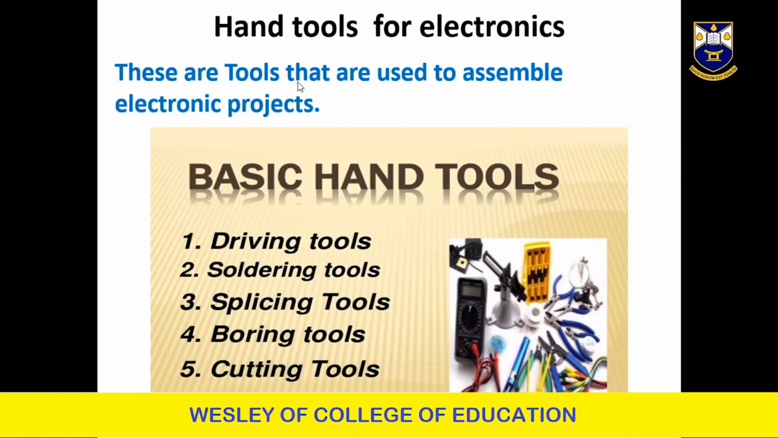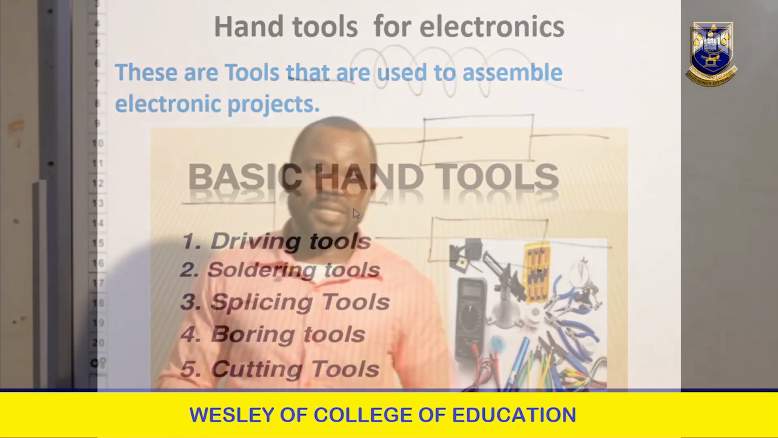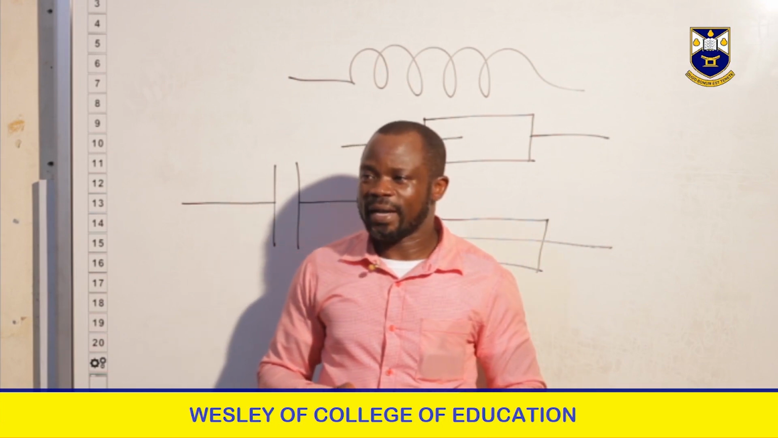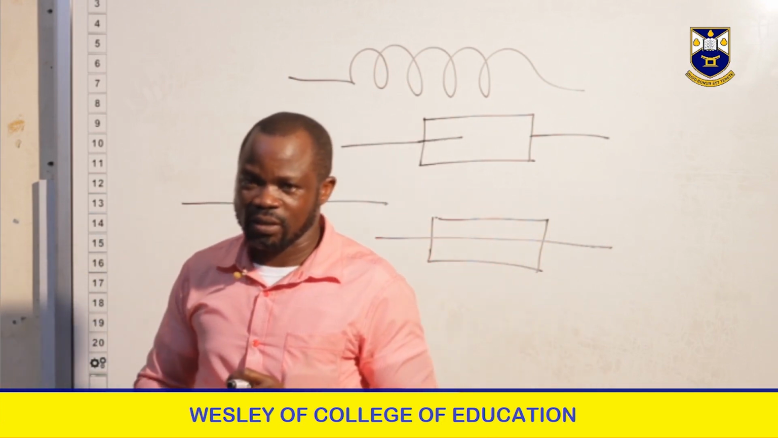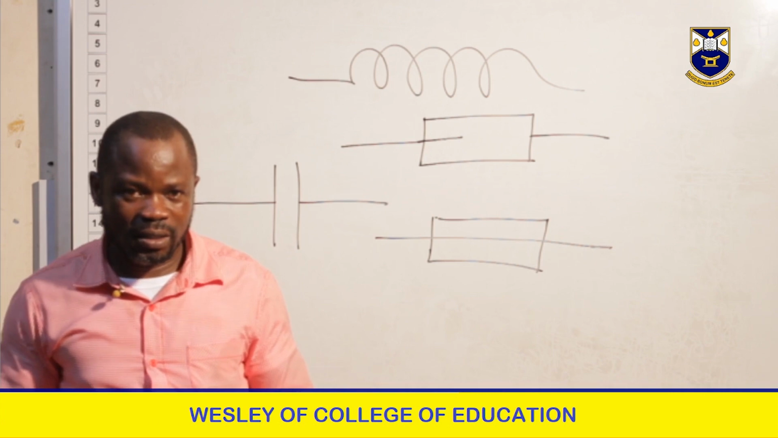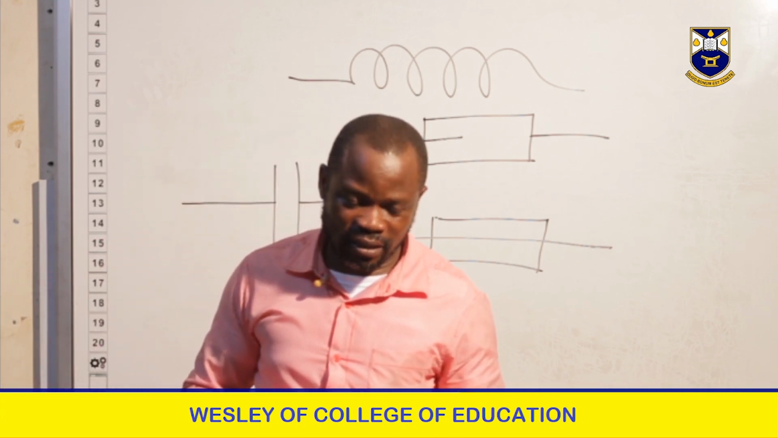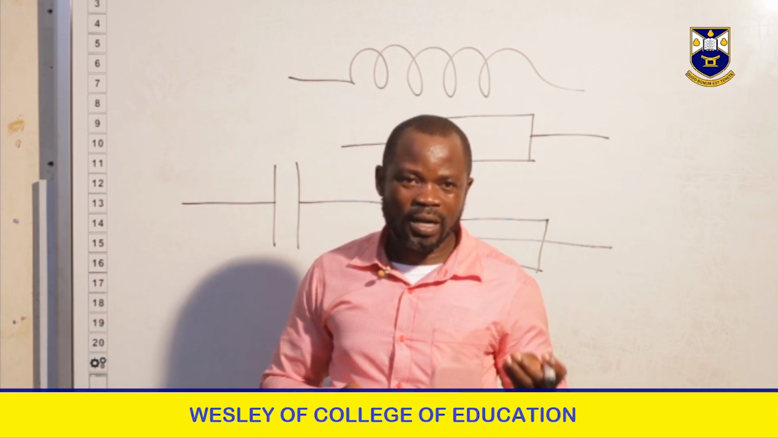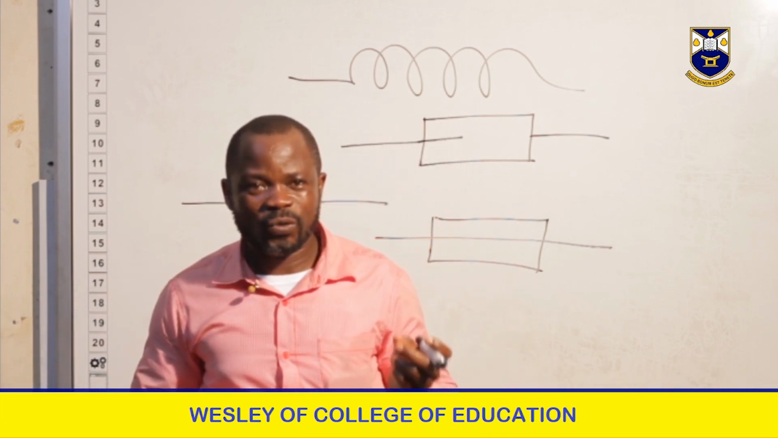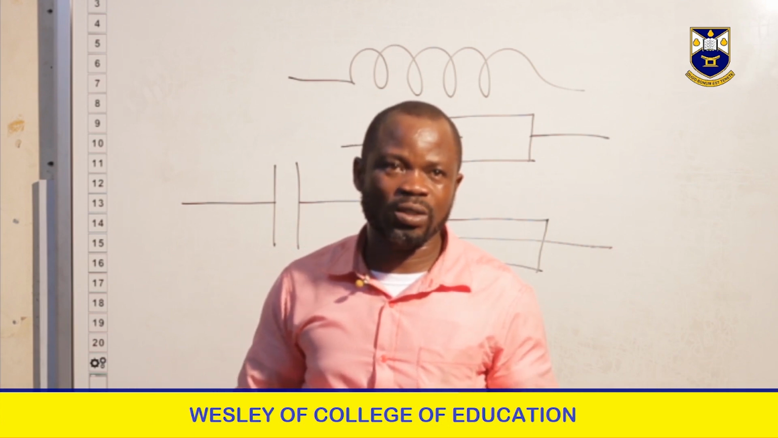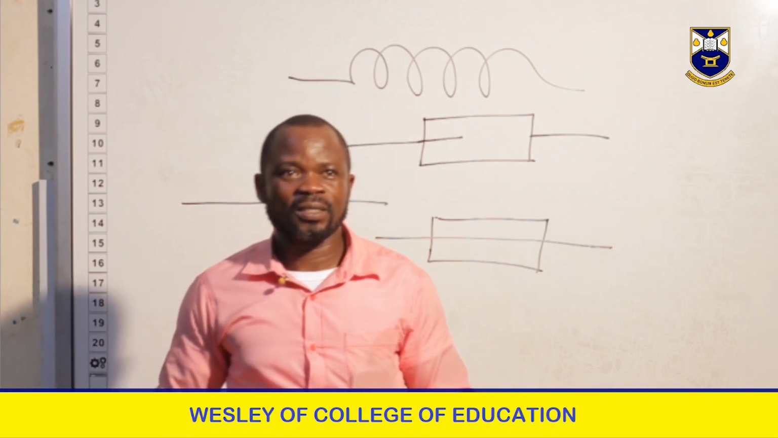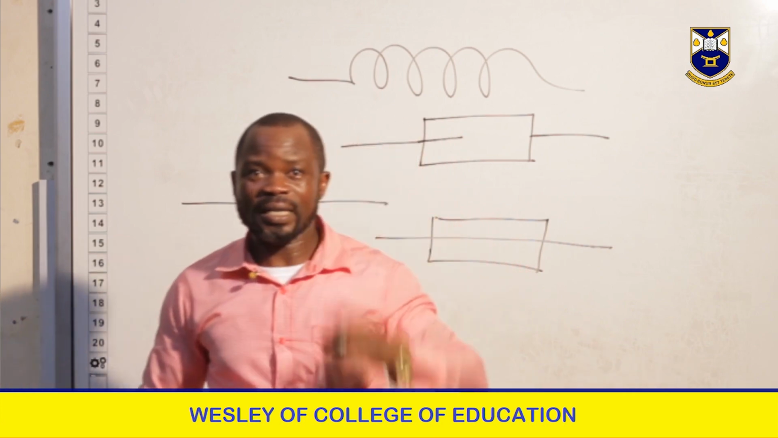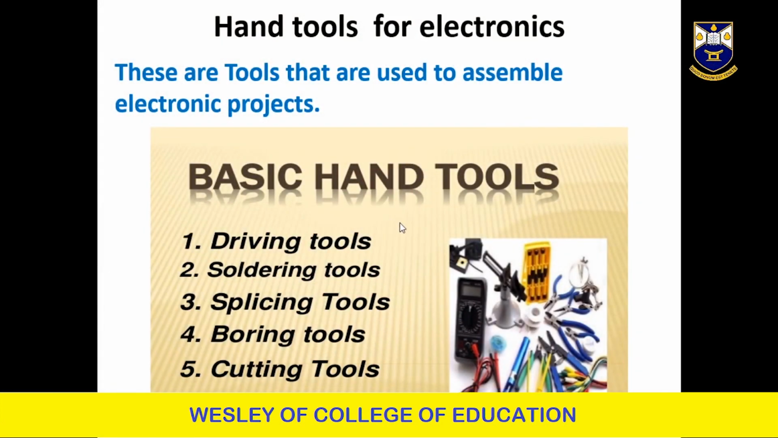Now, you would also have to work on other devices as well. Look at the operating principle. But on our slide, we see tools for electronics, or hand tools for electronics. We are doing all this because your project work is based on this. You are supposed to come out with an FM transmitter, so you may need some of these tools to be able to do that. These are tools that are used to assemble electronic projects.